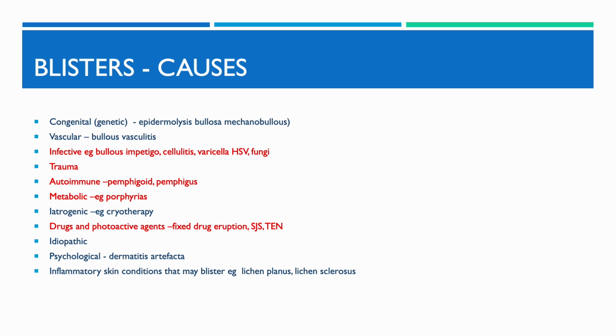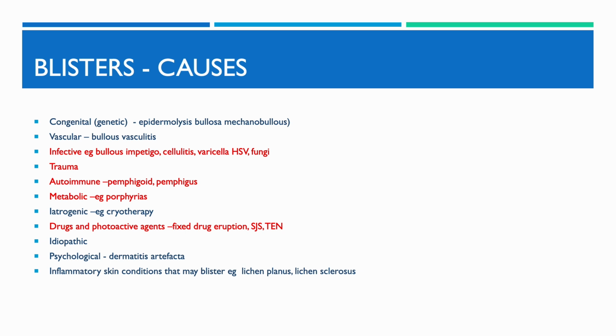We can also see blistering due to viral conditions such as varicella and herpes simplex virus. And occasionally we do see blistering due to fungal infections. Obviously we see blisters due to trauma. This can be mechanical trauma, chemical or thermal. There are autoimmune blistering conditions as we've already discussed, including pemphigus, pemphigoid, and there are metabolic causes of blistering including the porphyrias. Sometimes we can see iatrogenic blistering, which is induced where we treat skin lesions, for example with cryotherapy, and that's a relatively unwanted side effect.